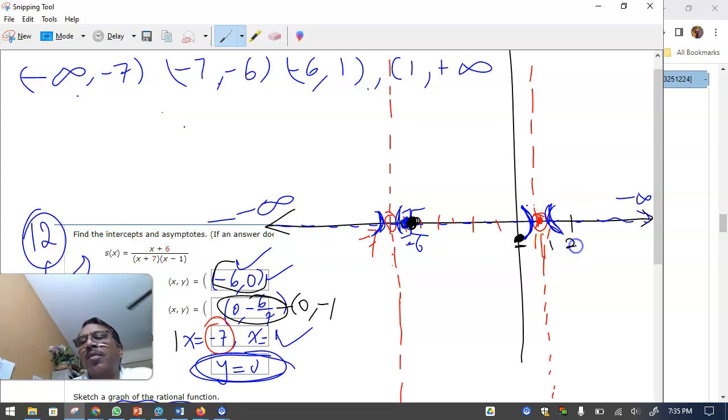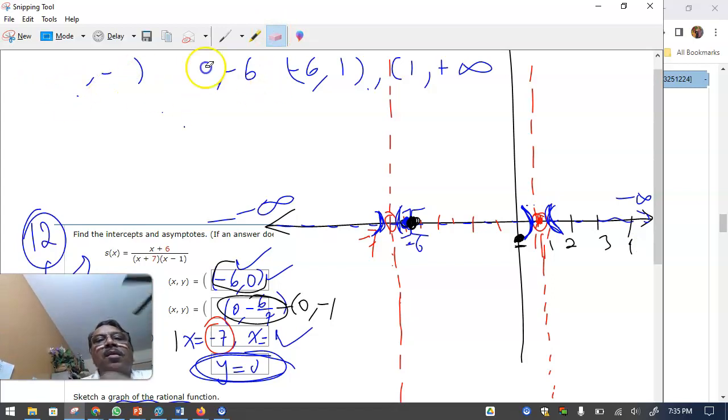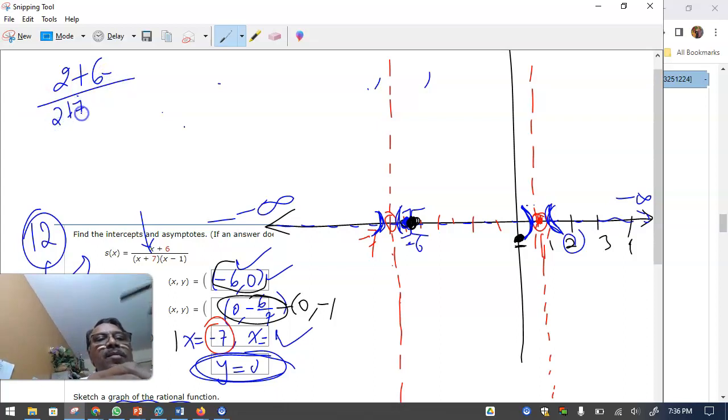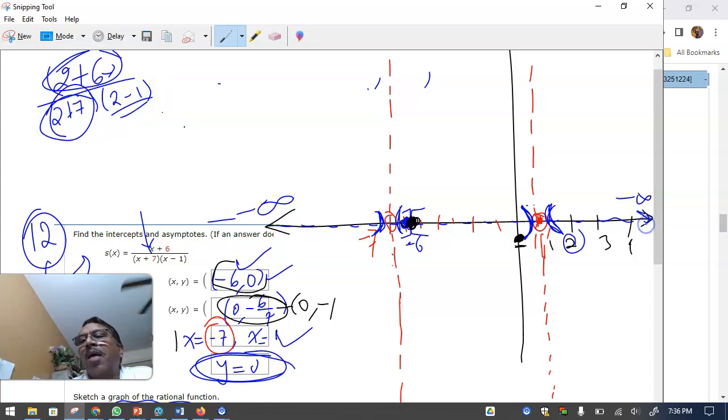Now I'll start with a point somewhere here. If this is 1, this is 2, and this is 3, and this is 4. What is the equation now? In the equation, let's plug in each point and see how the graph looks. If I put the number 2 in here, it will be 2 plus 6 divided by 2 plus 7 and then 2 minus 1. You can see that this is positive, this also is positive. That means the graph has to be above the x-axis.